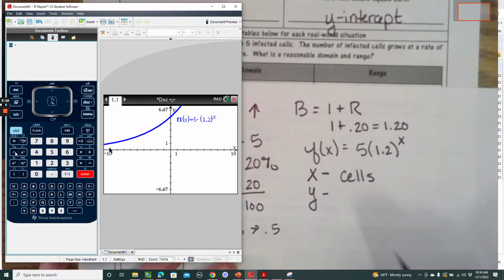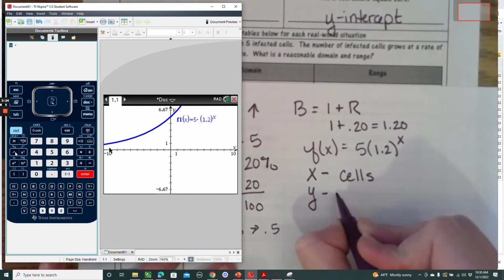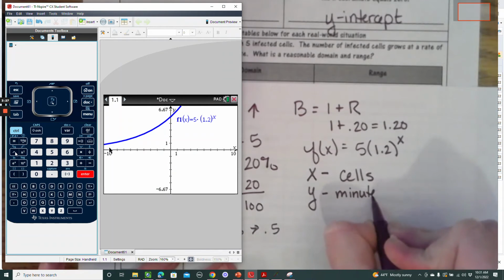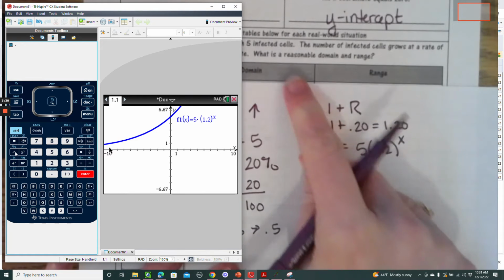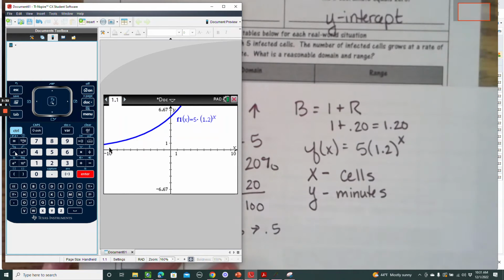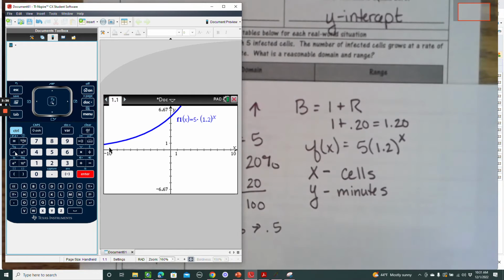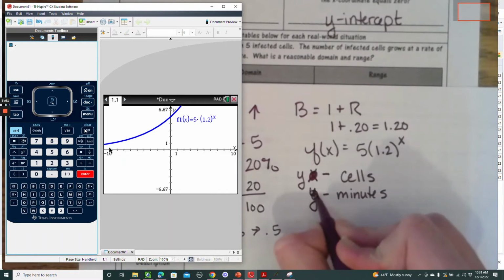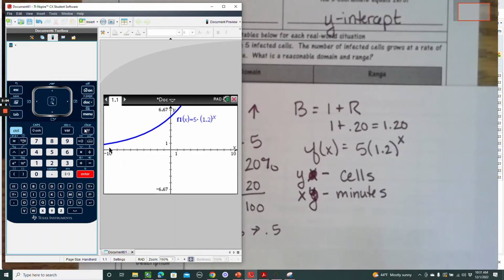What's y? It's the minutes. So, if these cells are infecting more cells every minute, the y-intercept there at 5, that's what we're starting with. At 0 minutes, we have 5 cells infected. And then at 1 minute, that's the number, or, wait, we did that backwards. Y is the cells, X is the minutes. Whew. Make sure we know what we're talking about here.